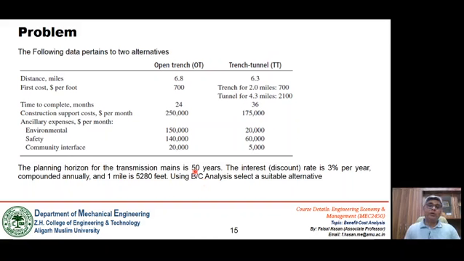If we compare this problem with the previous one that we discussed in part 1, in part 1 we had only one project, and we were computing whether to accept it or not, or in other words, comparing that project with a no project condition. But here we have two mutually exclusive projects, so we have to make a decision using the B by C analysis whether to go for an open trench or a tunnel trench.